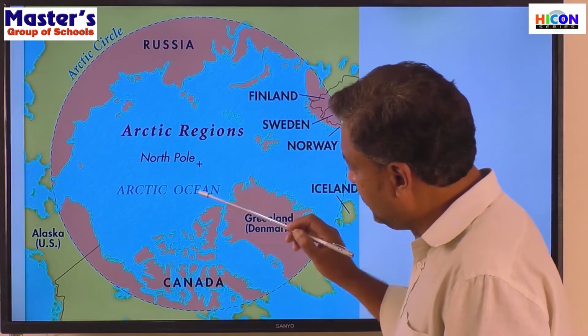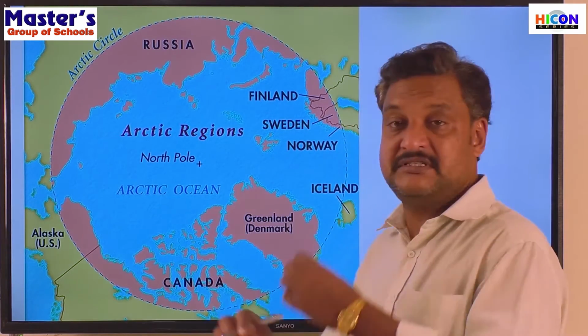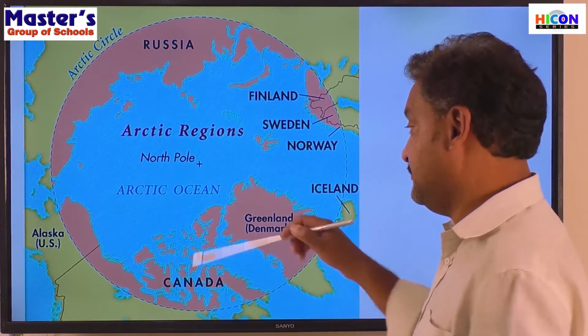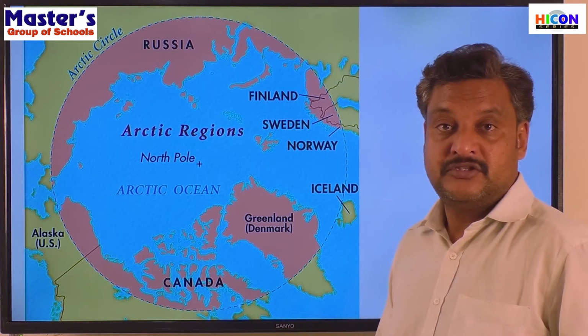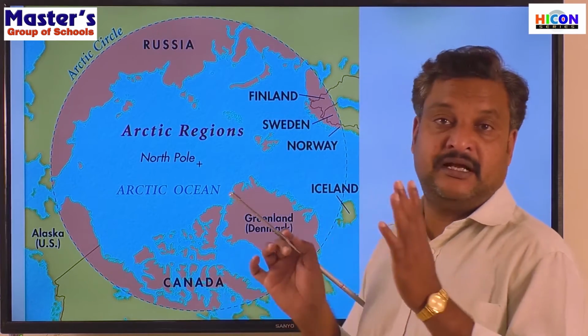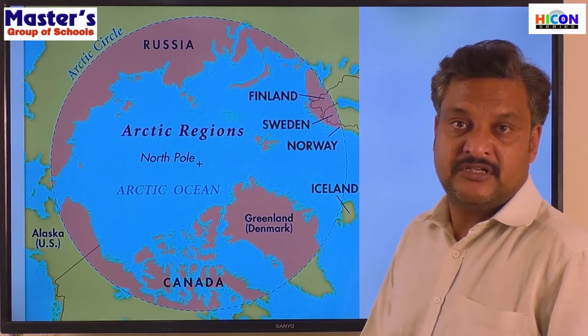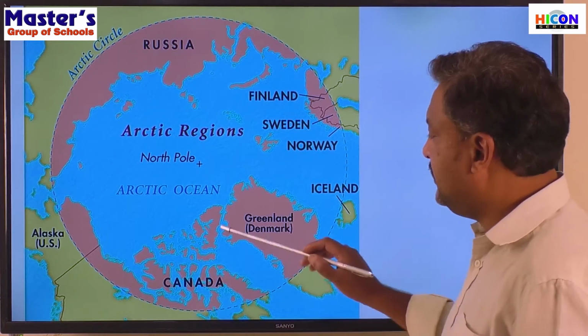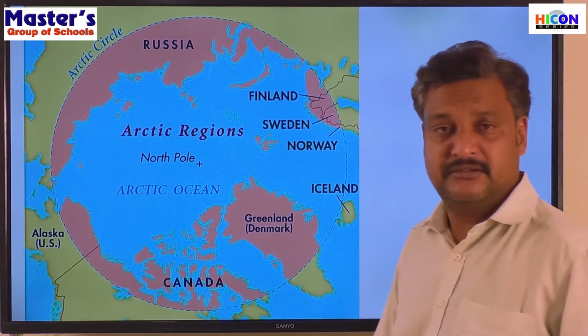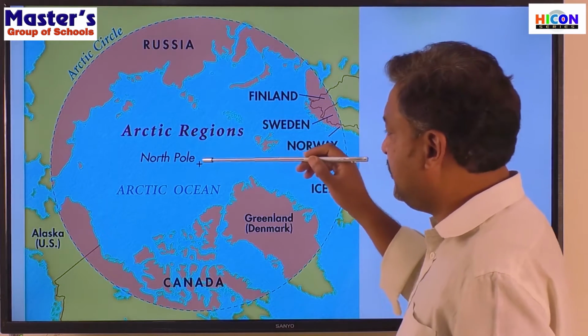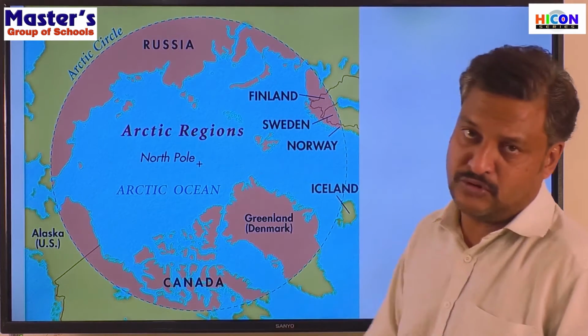So Canada has a large number of broken pieces, islets floating in this region. Okay, so the major land mass that lies very close to Greenland is Canada. It's hardly 16 kilometers away from Canada and around 650 kilometers from the North Pole.